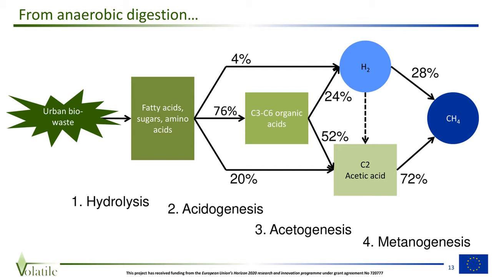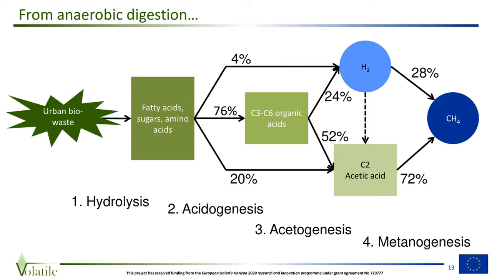So we start with urban biowaste, which can be municipal solid waste or sewage sludge, which in the hydrolysis are converted to soluble fatty acids, sugars, amino acids. In the second step, the acidogenesis, these soluble macromolecules are further degraded to mainly C3 to C6 organic acids. So it's propionic, butyric, valeric, and caproic acid. Roughly 20% goes to acetic acid, and 4% is transferred to hydrogen gas.